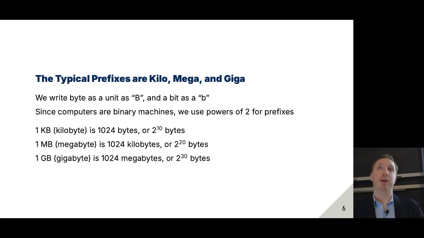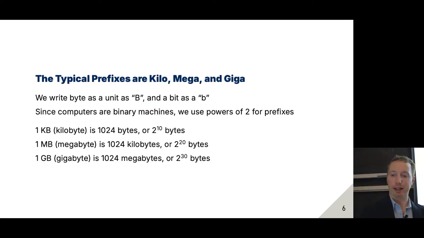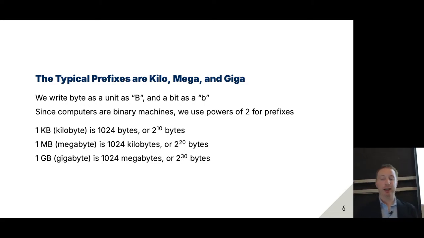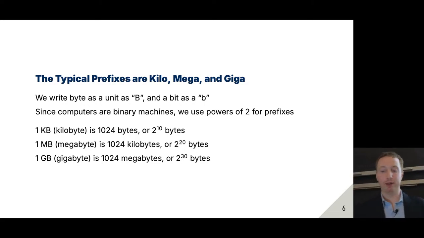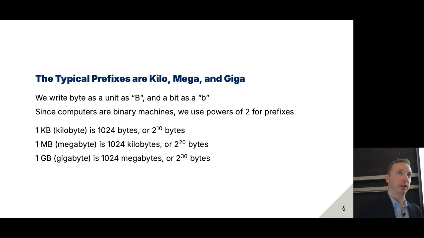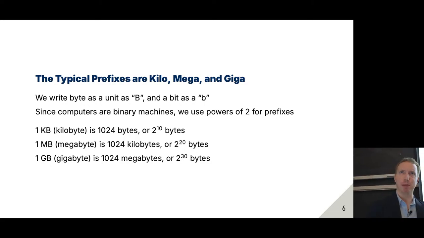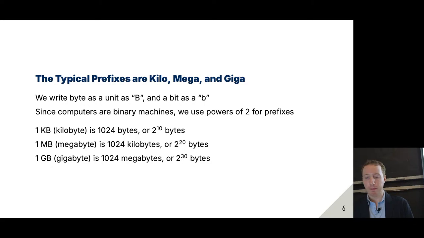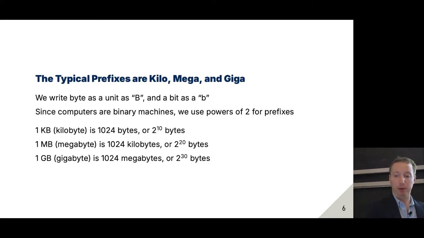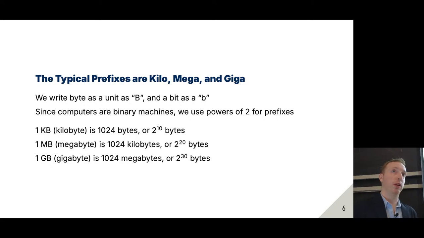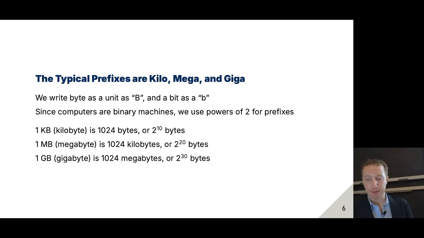So we're used to a kilo being 1,000, but because computers are in powers of 2, we use a power of 2 instead of exactly 1,000. So 1 kilobyte is actually 1,024 bytes, which is 2 to the power of 10. That just happens to be a number that's close enough to 1,000, and 2 to the 10 kind of makes more sense to us as humans. And 1 megabyte is going to be 1,024 kilobytes, or 2 to the power of 20 bytes. And then 1 gigabyte is 1,024 megabytes, or 2 to the power of 30 bytes.